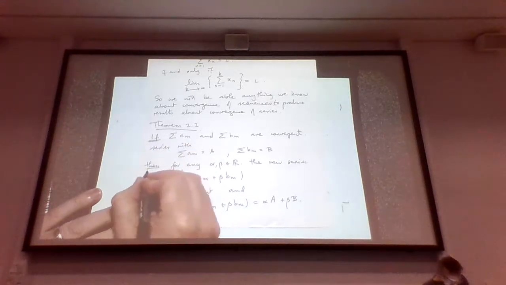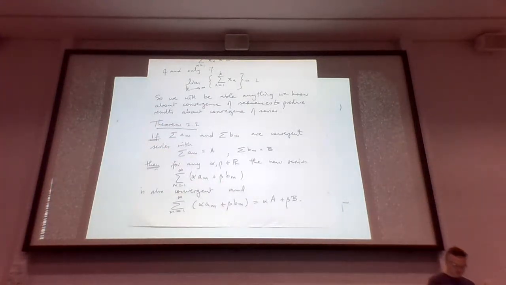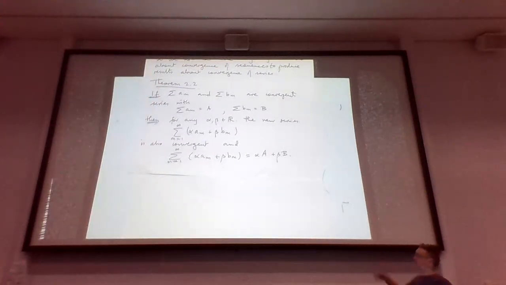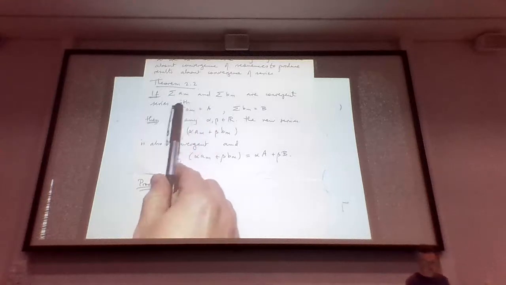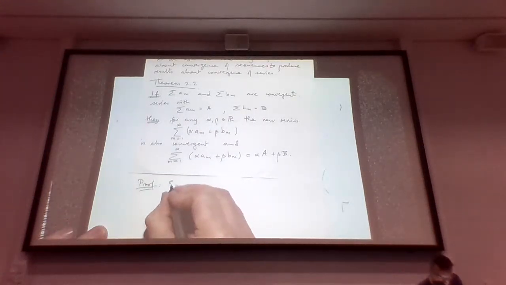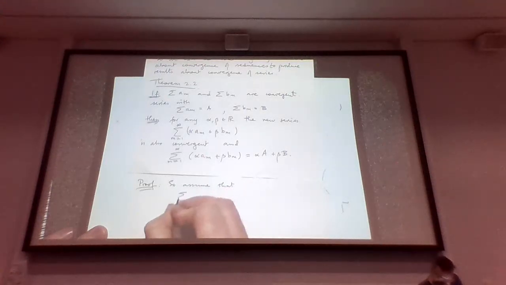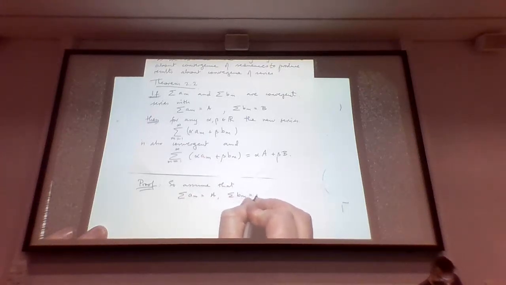Now, it's an if-then statement. If all this stuff, then this stuff. So to prove this, the most direct way, the first way you think about proving an if-then statement, is to prove it directly. Okay? Where you assume the assumptions, or the conditions. So assume that the sum of a_m is equal to A, the sum of b_m is equal to B.